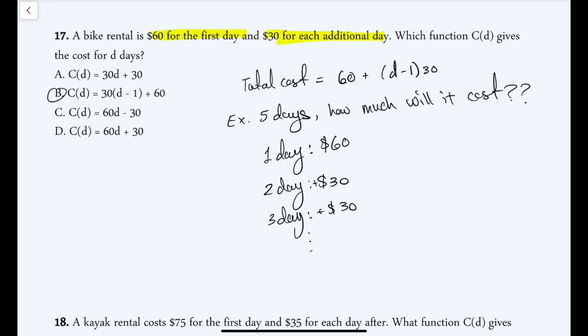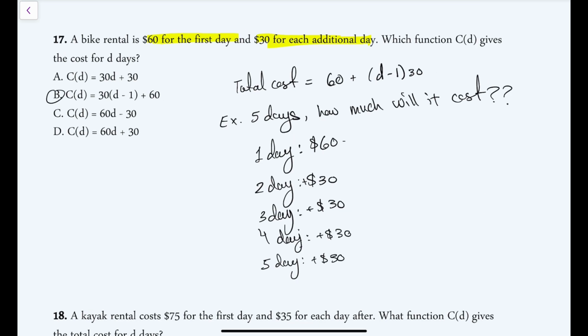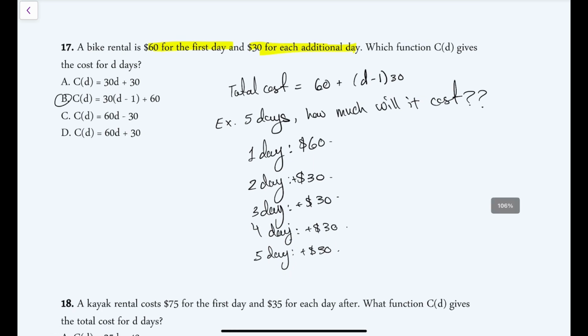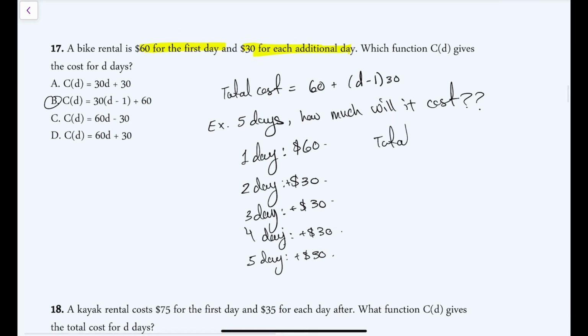And then so on and so forth until the fifth day, which is another plus 30, which, let me just write this out. Plus 30 plus 30. So 60 plus 30 plus 30, 120 plus 30, 150 plus 30, $180. Okay? So the total cost is $180 for 5 days.